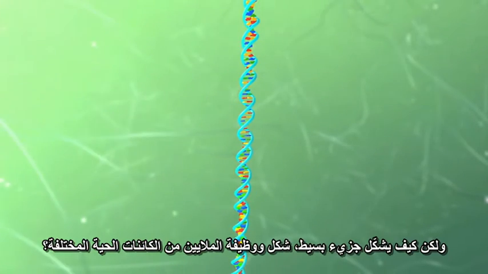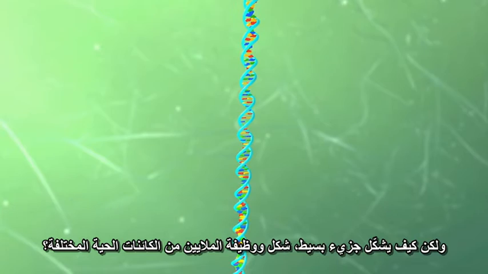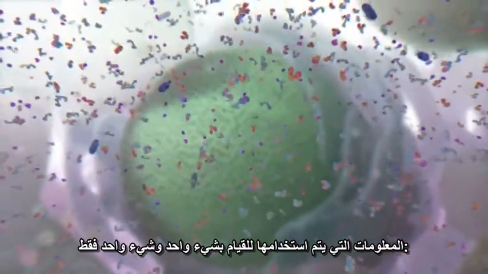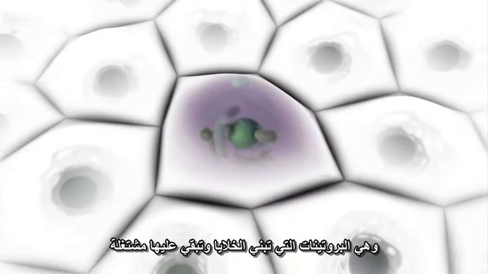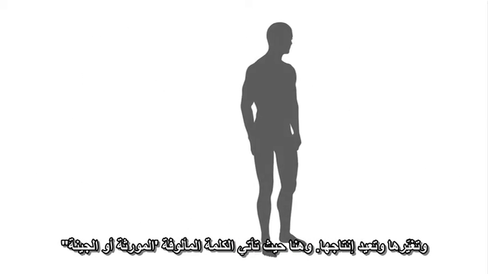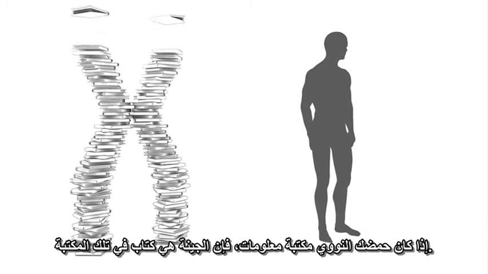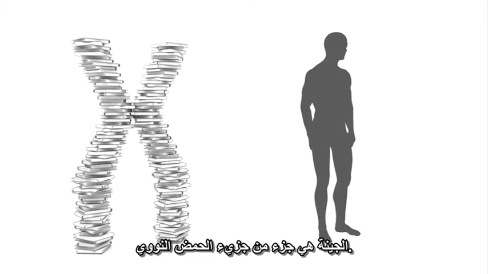But how does a simple molecule dictate the form and function of millions of different living things? You can think of DNA as a great library of information that is used to do one thing and one thing only, direct the building of different protein molecules. And it's the proteins that build the cells and keep them functioning and changing and reproducing. Here's where the familiar word gene comes in. If your DNA is a library of information, a gene is a book in that library. A gene is a segment of the DNA molecule.